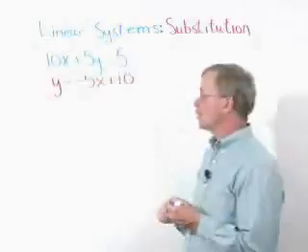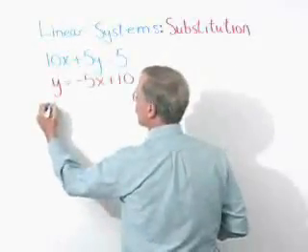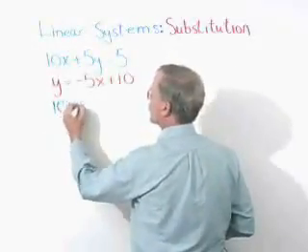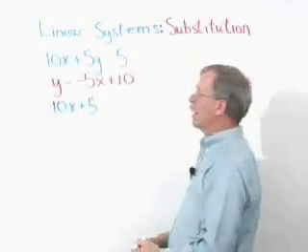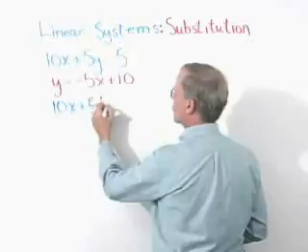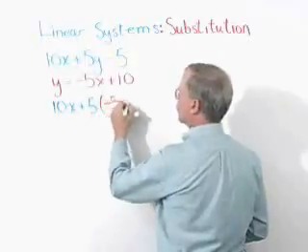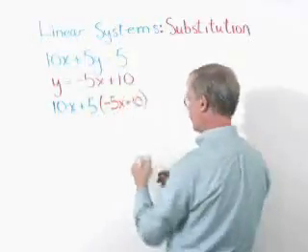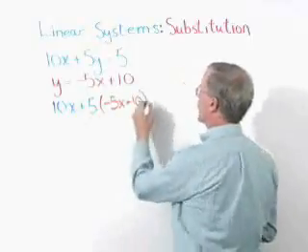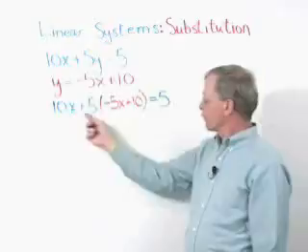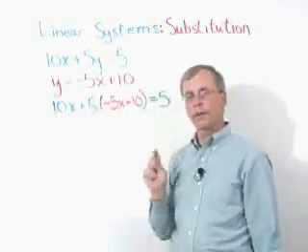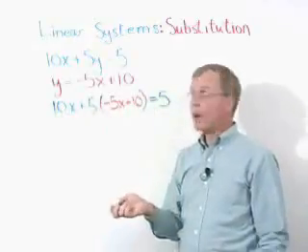So by substitution, we would wind up with 10x plus 5 times, well, it's y, but y is negative 5x plus 10. And that would equal 5. Now the advantage this has, of course, is that if you look across here, there are no longer two variables, but just one, which means we can solve.